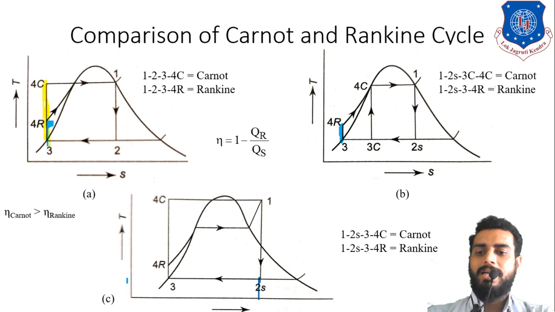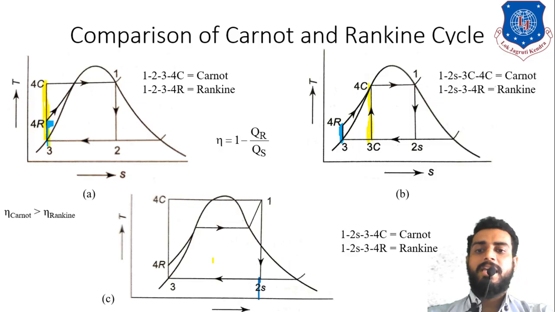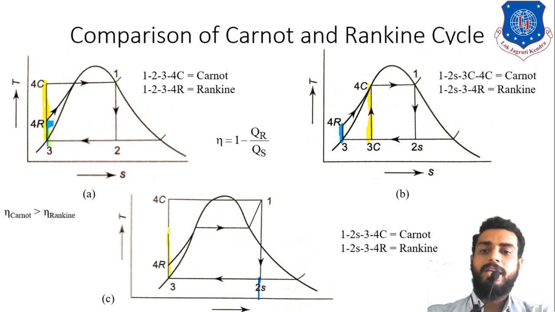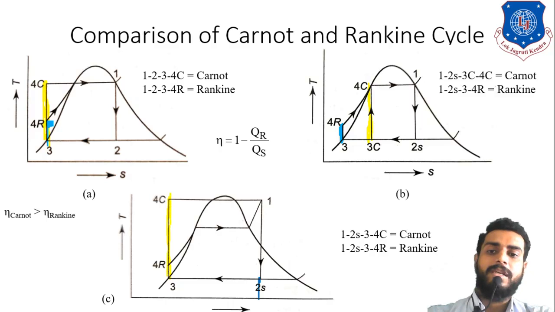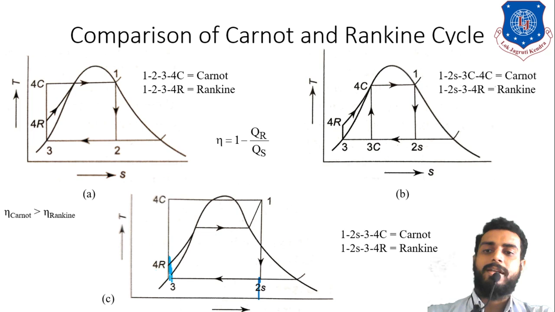But on the other side, for the Carnot cycle in diagram B, the pump work is 3C to 4C, this much, highlighted by yellow color. I hope you can see that, right? Further, same way diagram C, observe the C diagram. In diagram C also, the pump work for the Carnot cycle is this much, 3C to 4C. Same way, compared to that, for the Rankine cycle, the diagram is shown over here, this much, right?